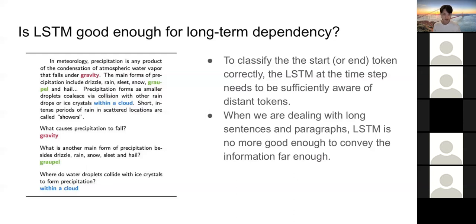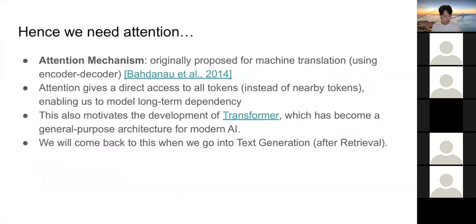And even though LSTM has this memory state that is able to propagate information for a long time, still that is not good enough to convey the information far enough. So that's actually where attention comes in. In fact, attention was originally proposed to handle the machine translation problem, which wasn't really about long sentences, but more about the bottleneck problem, which we'll come back to, I think, in two lectures.